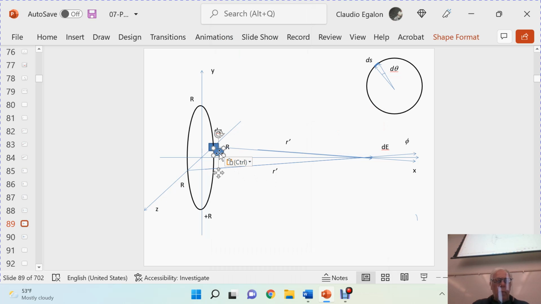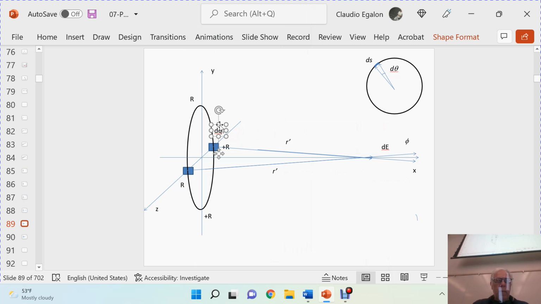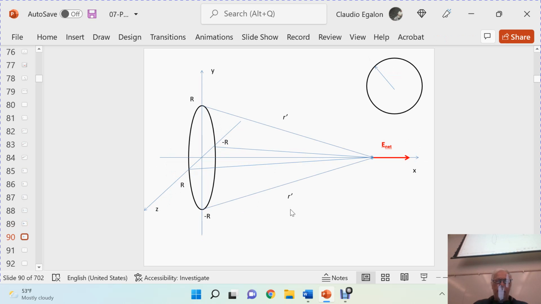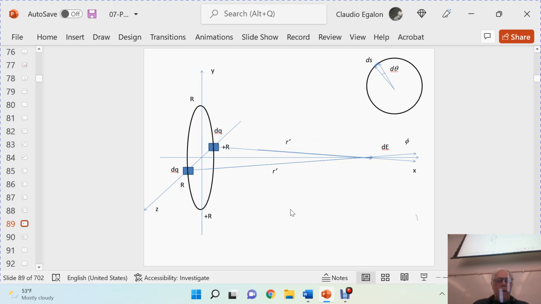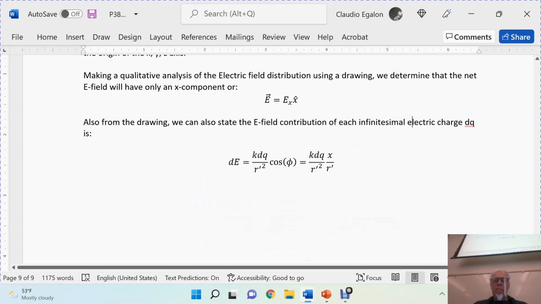Okay, and here we go. Gonna do this other one right here. Send to the back. dQ. Okay, if I want to, I'm not gonna do that because it's too much work. So let's go back to our drawing, to our calculations. Here you go. That's the calculation right in here.